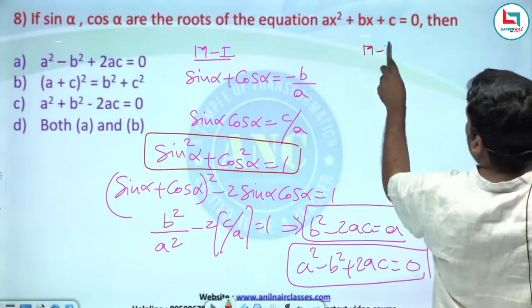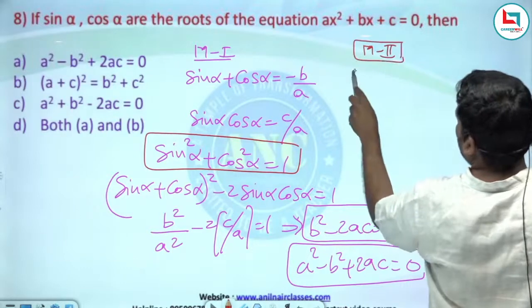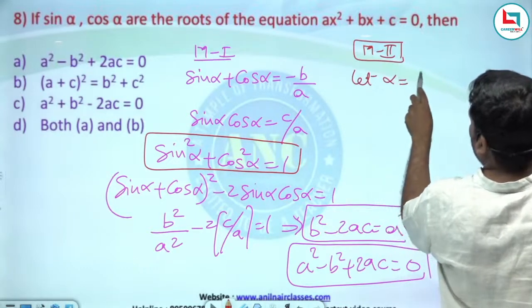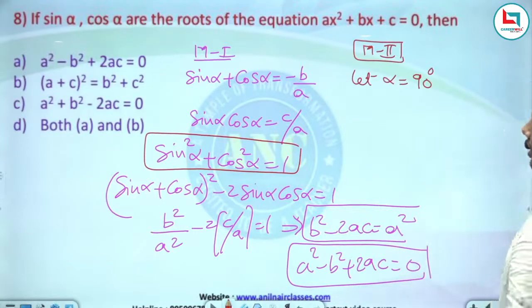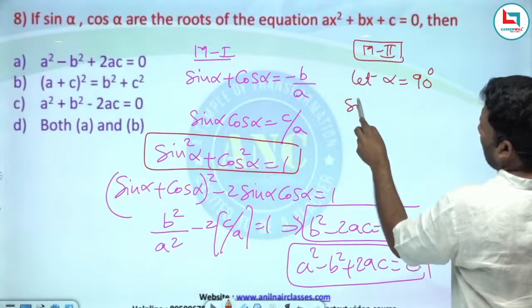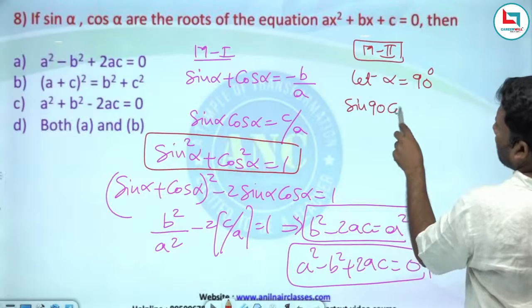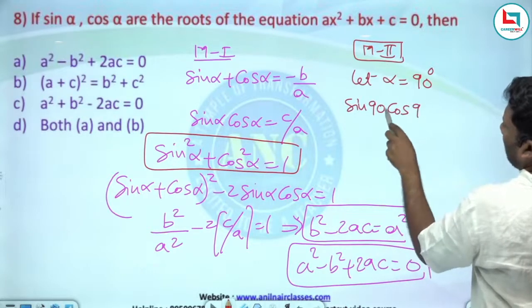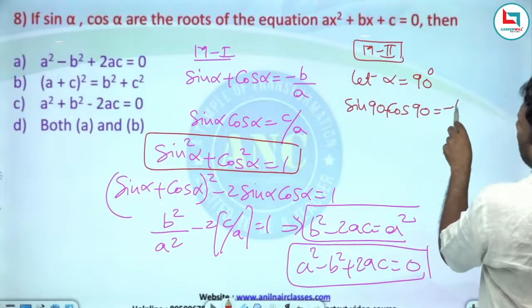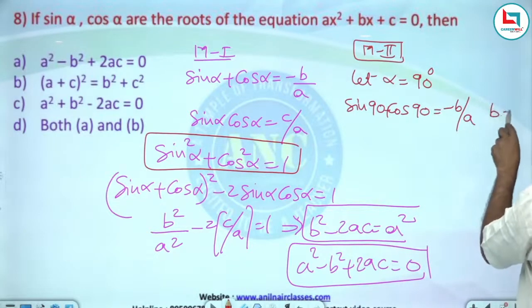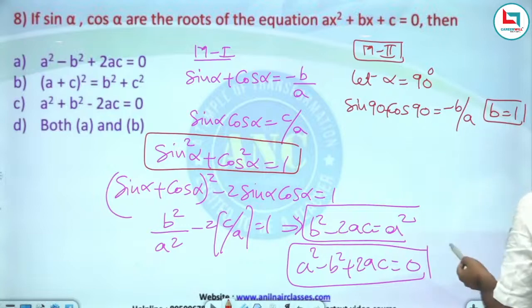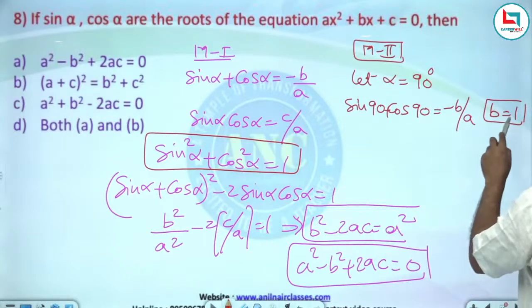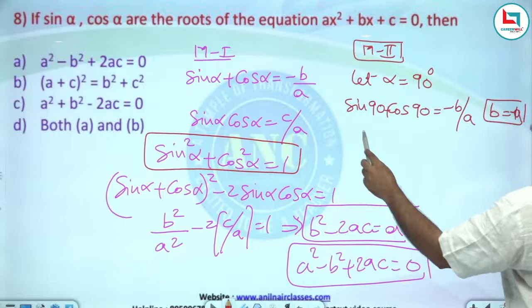Now method 2. What you do is, probably you take alpha equivalent to 90 degrees. Let us see what happens if I take alpha equivalent to 90. So sin 90 plus cos 90 equivalent to minus b by a. Sin 90 is 1, cos 90 is 0. So 0 plus 1 is 1. So b equivalent to minus a.